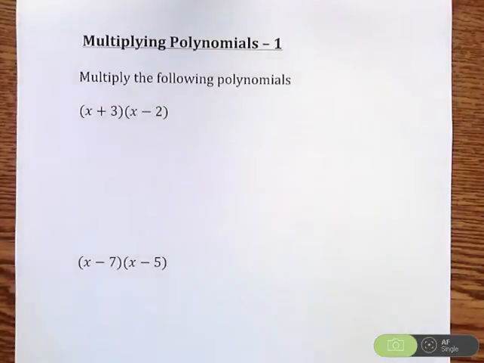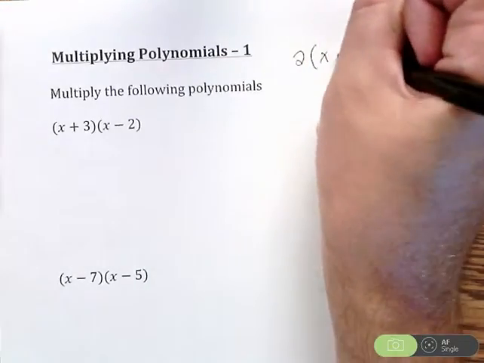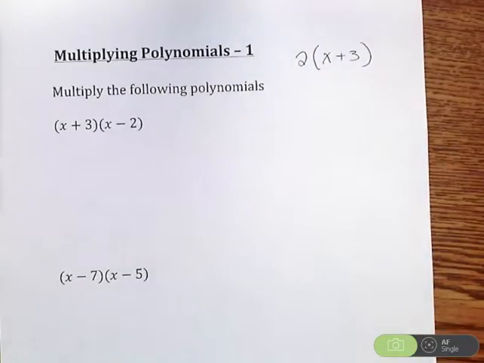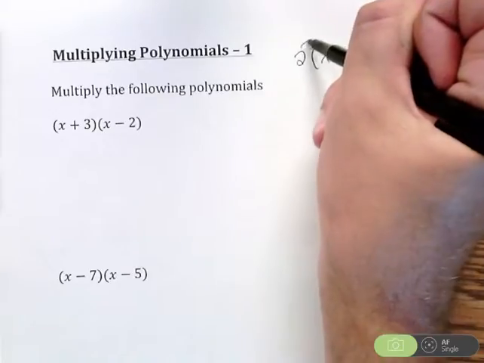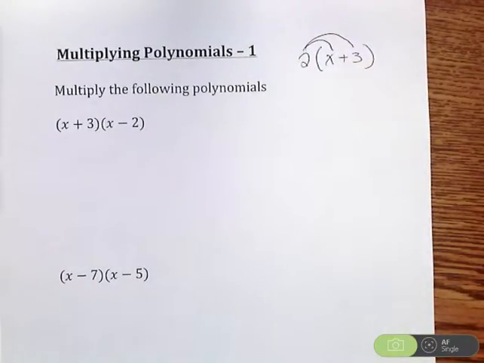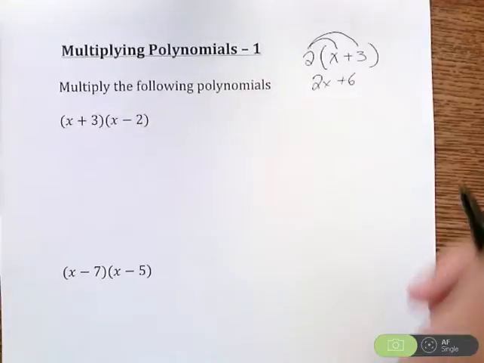What we've been used to so far in Algebra 1 is when you have a number outside the parentheses and, say, x plus 3 on the inside, we've been used to taking this 2 and multiplying it in by distribution. We're essentially doing the same thing here. So up here you'd have 2x plus 6. We're doing the same thing here.